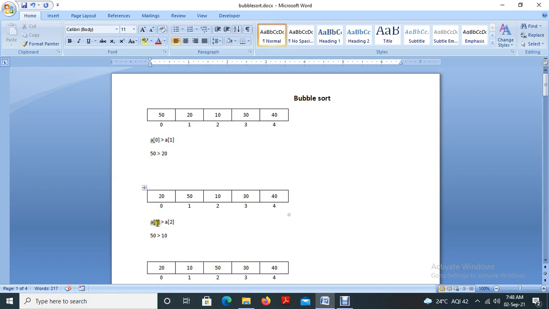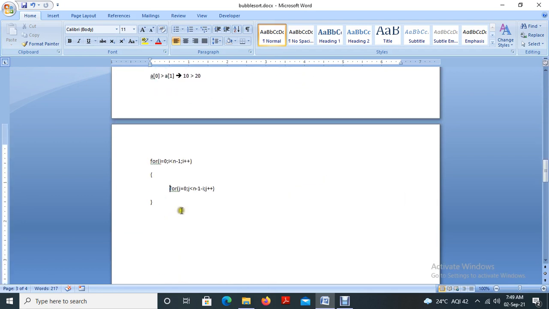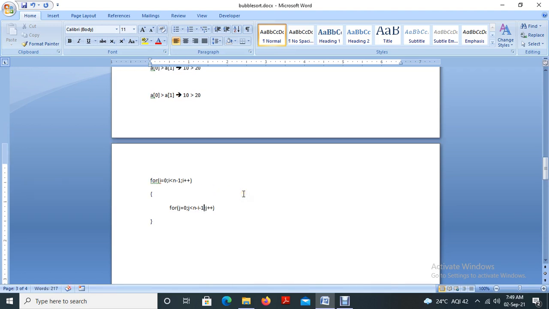After that, again we are comparing a of 1 and 2. So this kind of modification and continuous process has to occur. That is why we are using an internal for loop, and in that internal for loop we are controlling up to n minus 1 minus i, or n minus i minus 1, whatever it may be, both are same. So this value will reduce the total number of comparisons after each iteration.